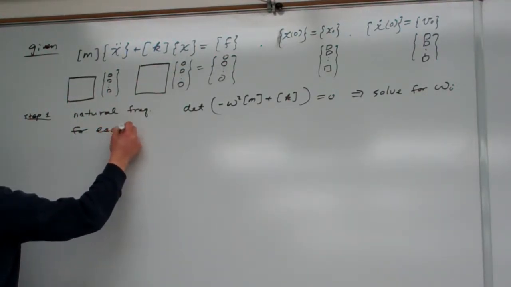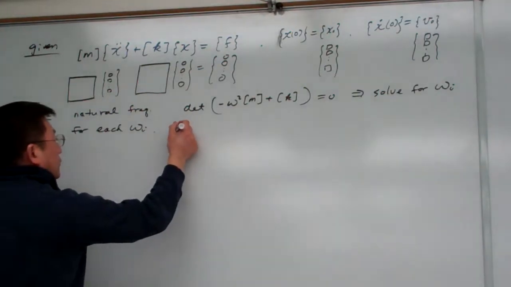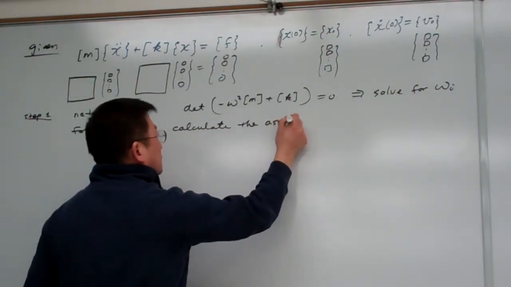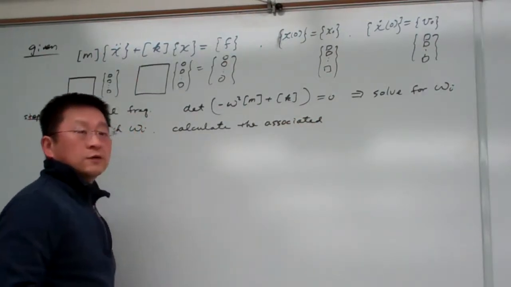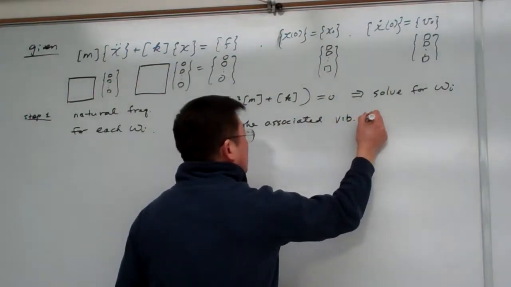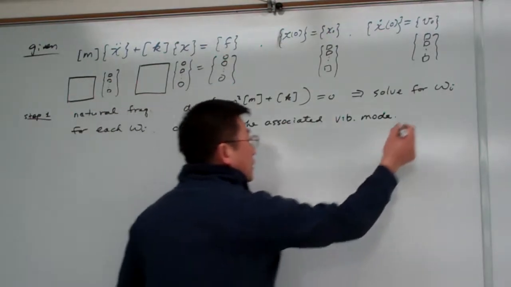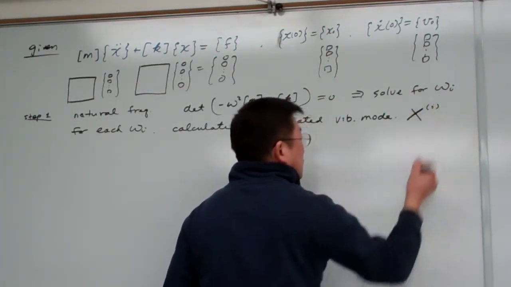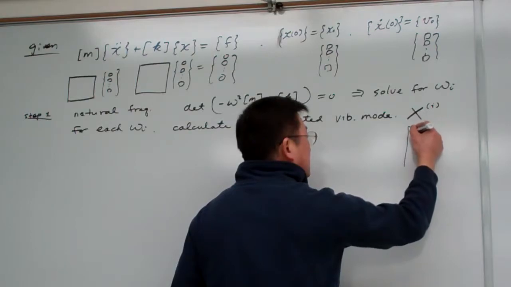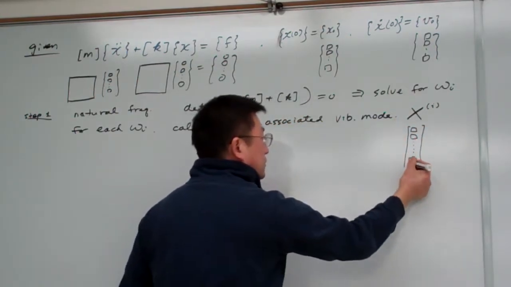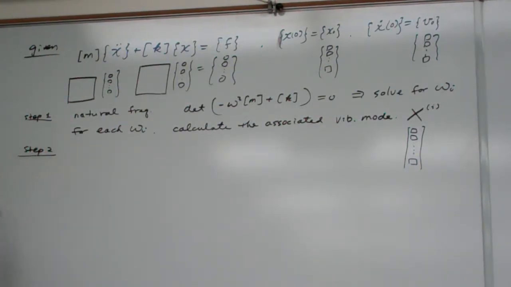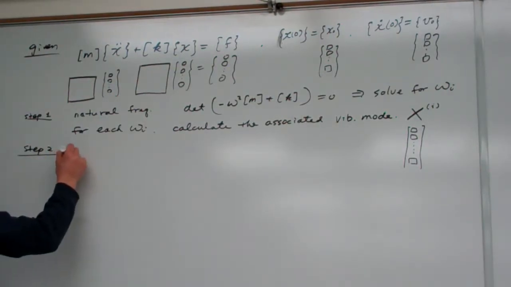Then for each natural frequency we solved, you are going to calculate the associated, we call them eigenvectors, and in terms of vibration, we call it the vibration mode. Okay, and in our notation, we use capital X. And again, the contents of the capital X are certain elements in column vectors. Okay, so that's the contents. Then that is the starting point of what we call the modal analysis.